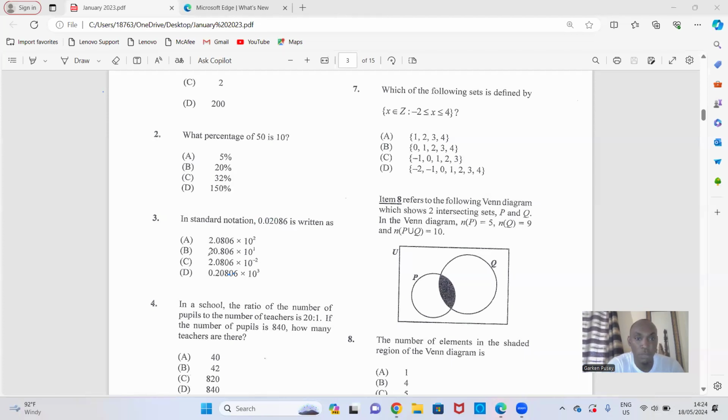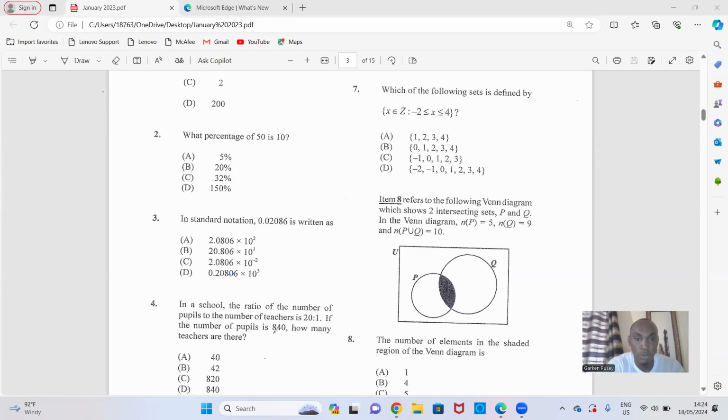Let's jump to the fourth one. It says, in a school, the ratio of the number of pupils to the number of teachers is 20 to 1. So for every 20 pupils, you're going to have 1 teacher. So at any point in time, you should have more pupils than teachers. It says if the number of pupils is 840, how many teachers are there?